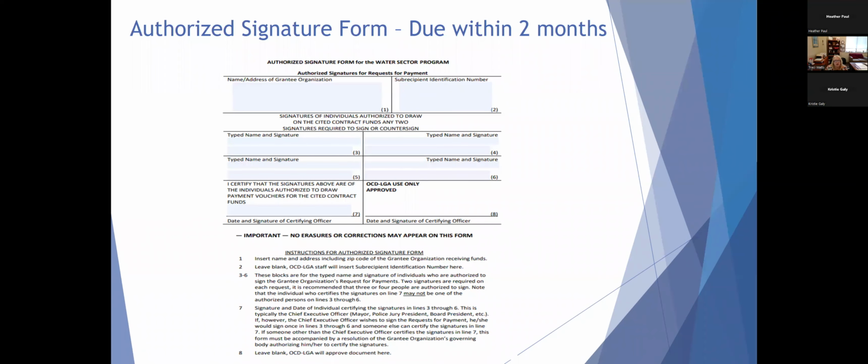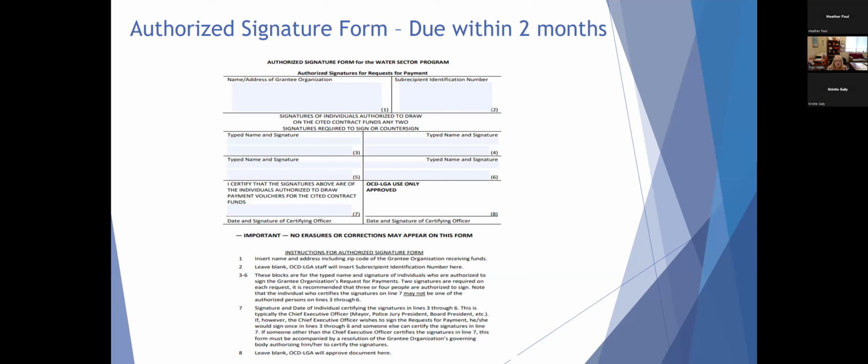The authorized signature form is due within 2 months. This is the form where you're going to identify persons that will be signing requests for payment forms whenever you get to the point in your grant that you're going to be drawing funds. The instructions for completing the form are on the bottom. You would put the name of the organization, so that would be your system name. On number 2, you would put the subrecipient identification number, which is on your grant agreement.